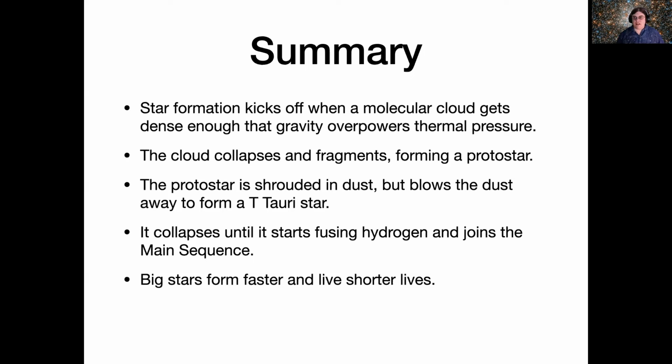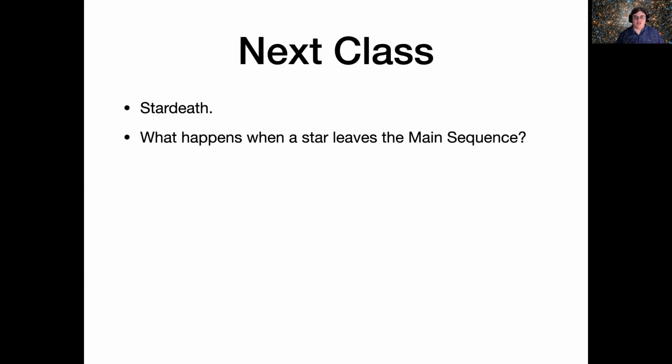And when we're talking about timescales, big stars form faster than small stars, and big stars run through their fuel faster than small stars. So next time, the natural question is, okay, we've talked about how stars are born, we've talked about how stars live, now it's time to talk about how stars die. So what happens when a star leaves the main sequence? I've talked a little bit about that by talking about the other kinds of stars on our HR diagram. I'll go into more detail.